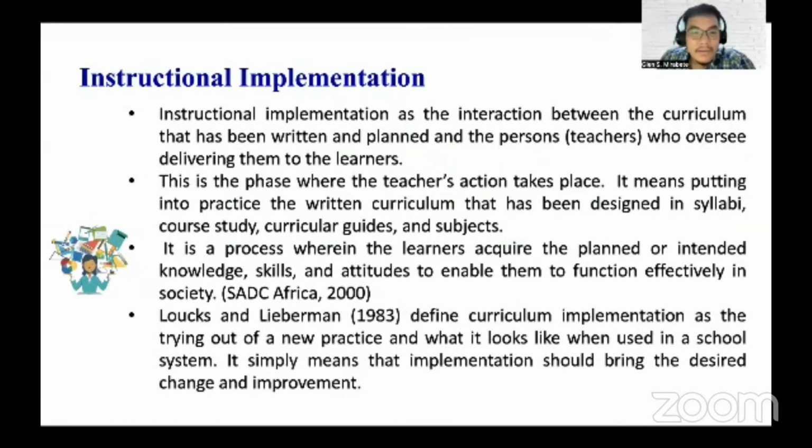And lastly, Lux and Lieberman define curriculum implementation as a trying out of new practice and what it looks like when used in a school system. It simply means that implementation should bring the desired change and improvement. So there should be a probable change. And when defining learning, it's about a relatively permanent change in behavior, capacity or attitude that is defined through practice or experience. And as teachers, we should bring about a desired change.